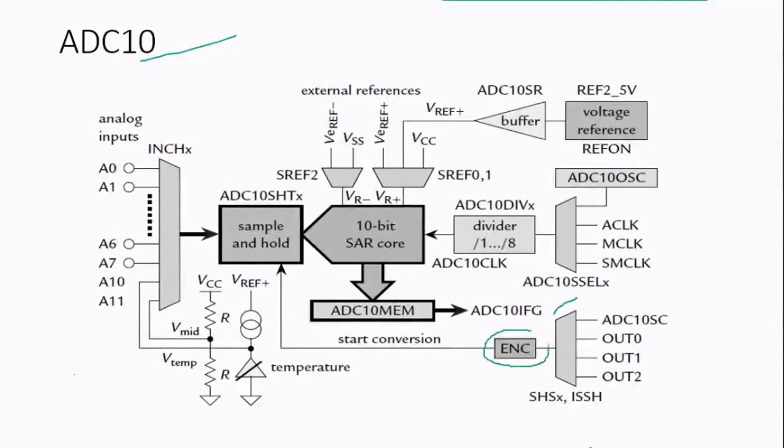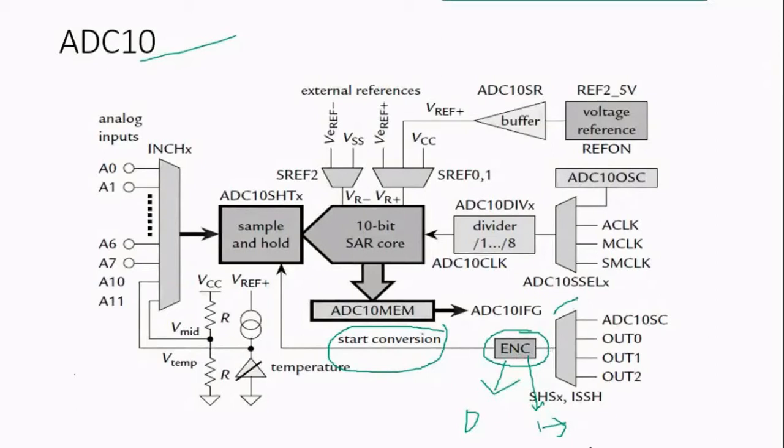There are ENC bits. The ENC bit indicates whether the ADC is active or inactive. If ENC equal to 0, it means the ADC is in inactive mode. When ENC equal to 1, it means it is in active mode. What is the meaning of active or inactive? It decides when the conversions will start. So it depends upon the ENC bit. Now the conversion will start.